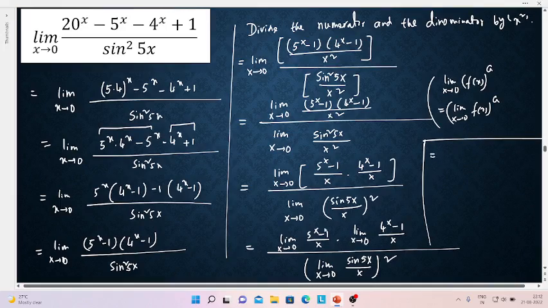So that particular thing is nothing but log base e of 5, right? Similarly, that particular thing is known as log base e of 4, right? And in the denominator, we know the limit as x tends to 0 of sin kx over x can be written as only k, right? Similarly, sin 5x over x can be written as only 5, right? So that will become 5 squared, because that whole part should be squared.